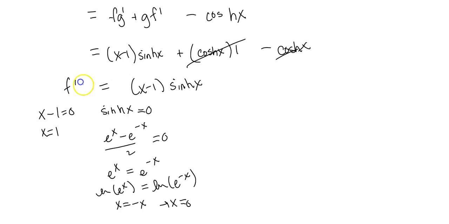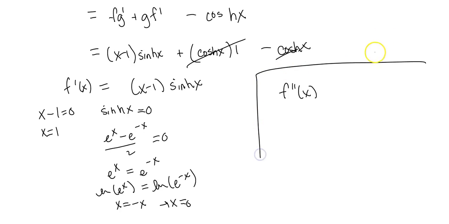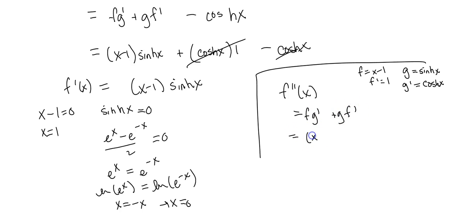So this was, remember, f prime of x. For f double prime of x, I would use f equals x minus 1, so f prime was 1, and I would use g equals the hyperbolic sine of x. So g prime would be the hyperbolic cosine of x. So this is going to be f g prime plus g f prime, which is x minus 1 times the hyperbolic cosine of x plus 1 times the hyperbolic sine of x.